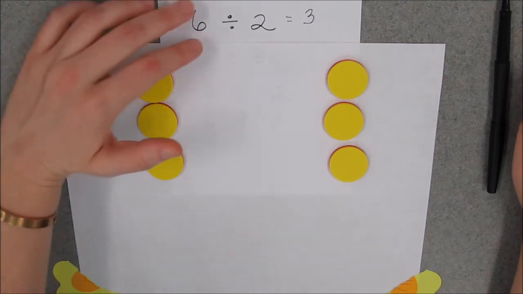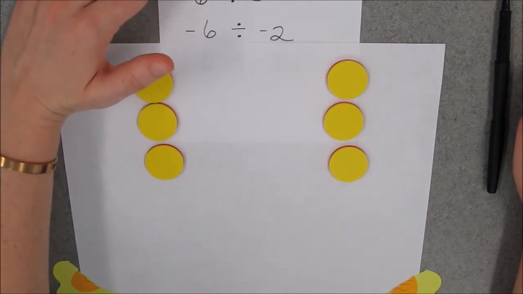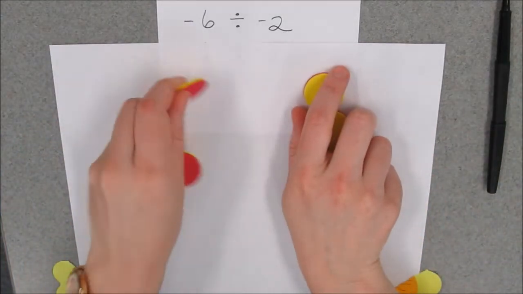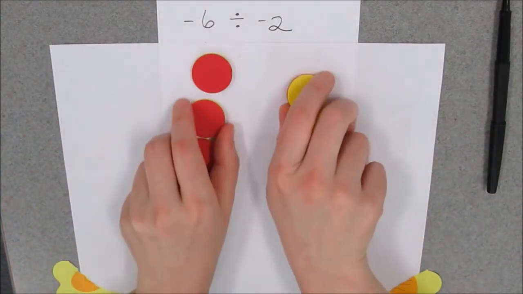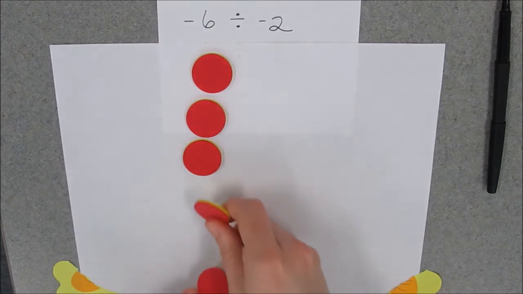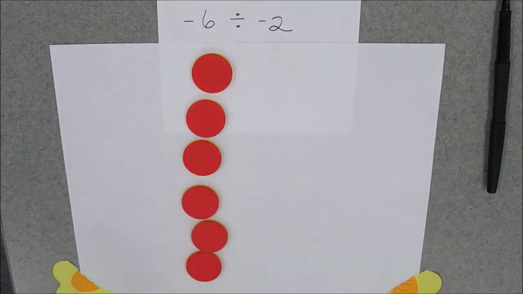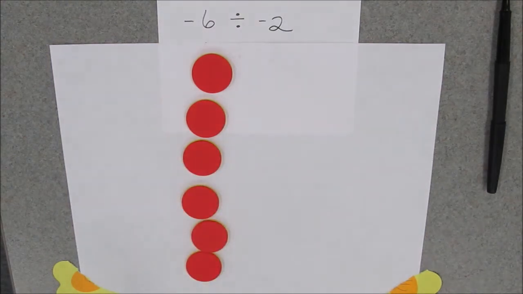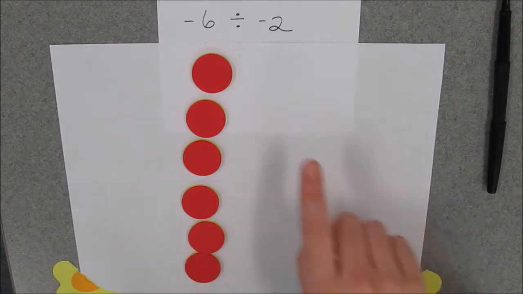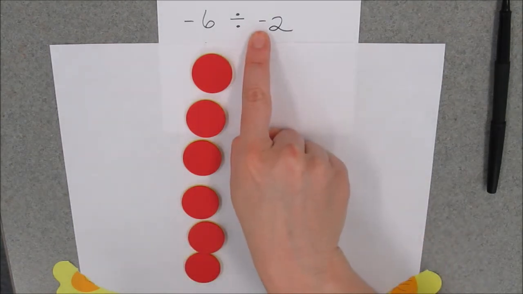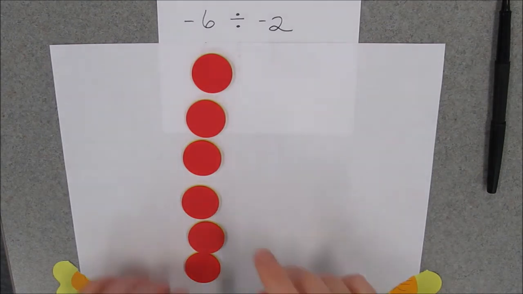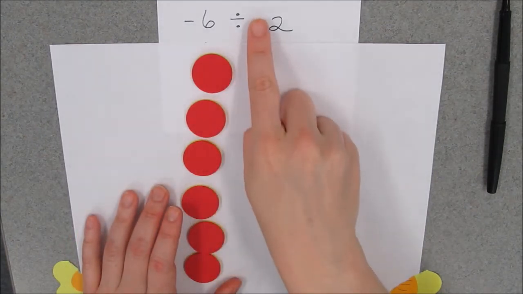Let's make this a little bit harder. So I'm going to take -6 and I want to put this into -2 groups. Well, I can't have negative groups. So I'm going to take -6 and I'm going to put it into the opposite of 2 groups. So we'll pretend like that minus sign isn't there.